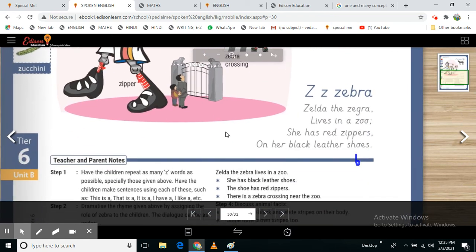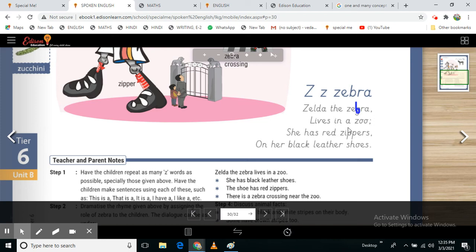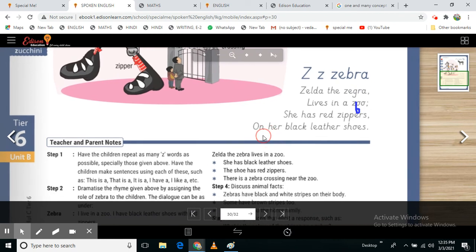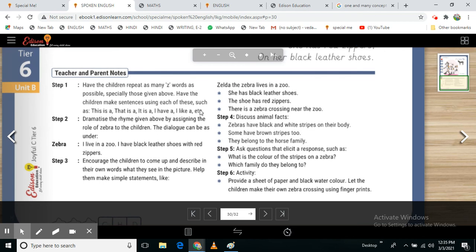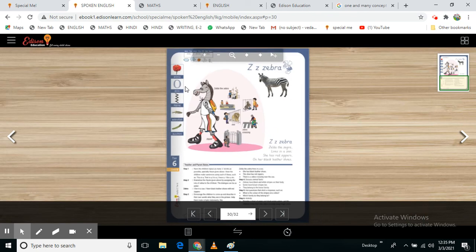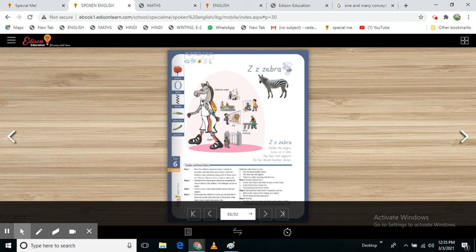So do this activity at home and you have to recite this jingle and you have to learn these question answers also and you have to make sentences, simple statements, right? And you have to enact like the zebra, right? So students, you have to do this work and you have to send me your videos, right? So now today's spoken English session is over.